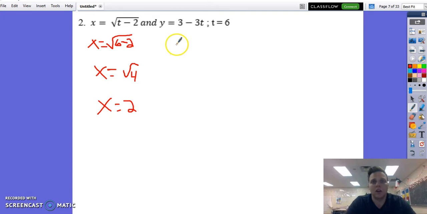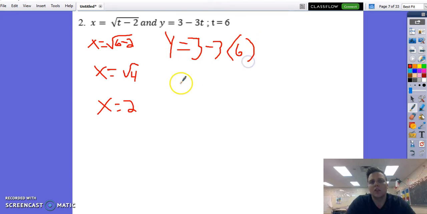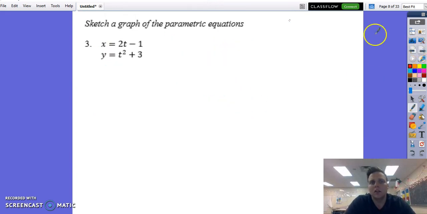And I know that the square root of 4 is just simply 2. So bam, there you go. Same thing over here. You can use the calculator, but if you know basic addition and subtraction, then you should really be okay. 3 minus 3 times 6. Well, I know that 3 times 6 is 18. 3 minus 18 is just negative 15. So there you go. X equals 2. Y equals negative 15. Next problem.